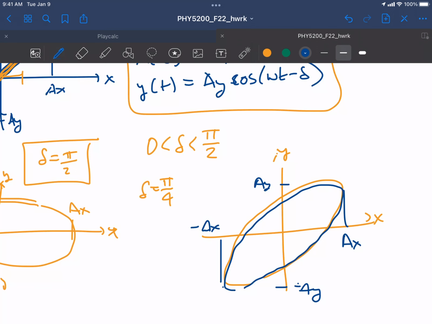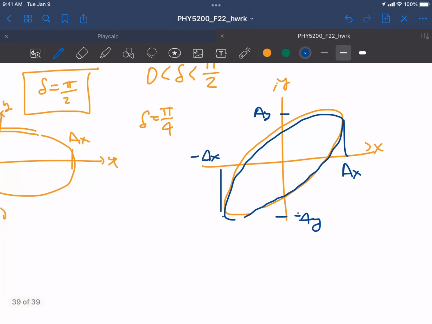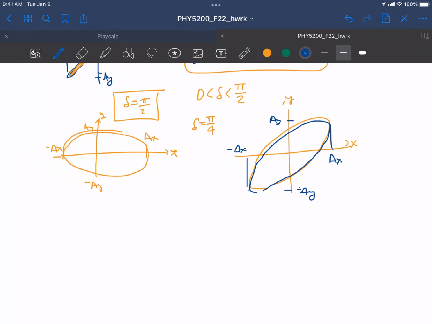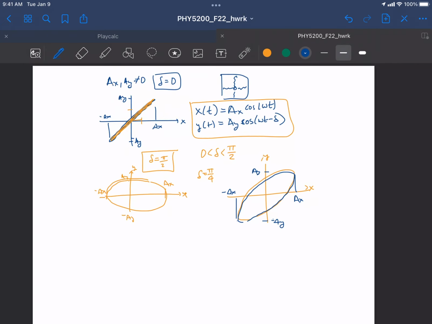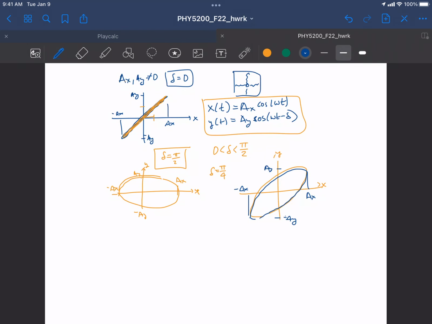And the value of this delta is controlling those different patterns, right? So depending on the initial conditions, you'll need to find ax, ay, and delta, and then once you have those three constants, then you can describe where the object is at any time.